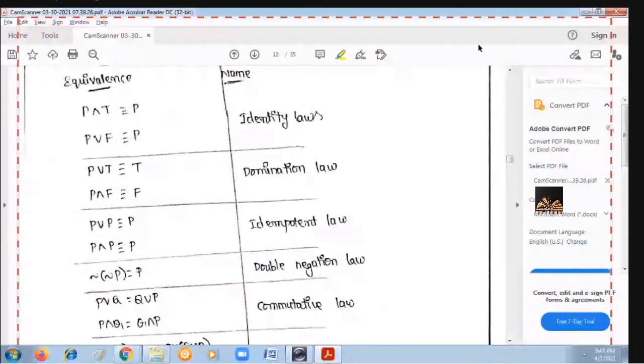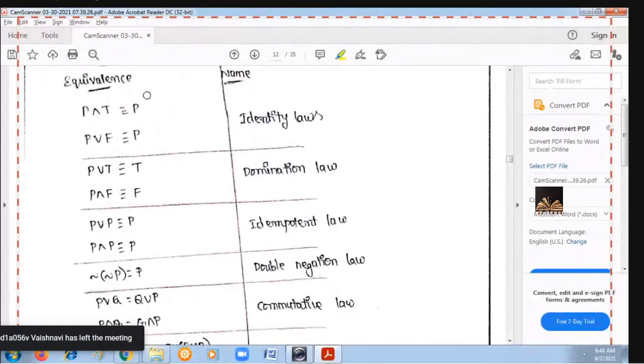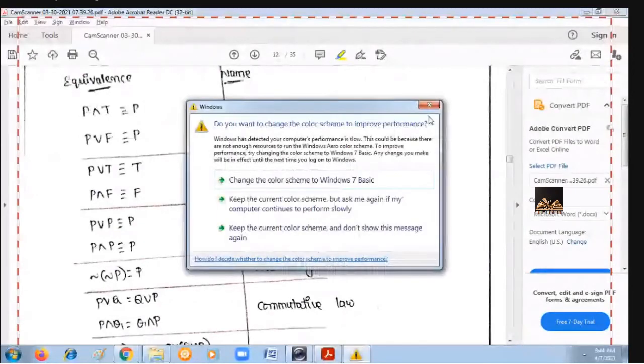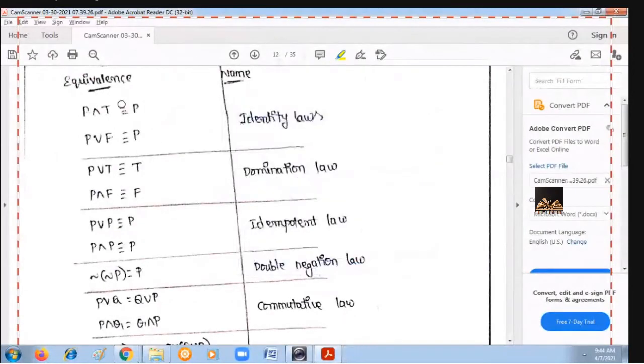Let us see this. First, we'll see on conjunction and disjunction. Right? So first one is P and T is equal to P. Second one is P or F is equal to P.